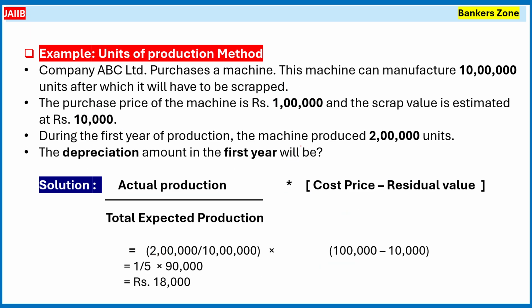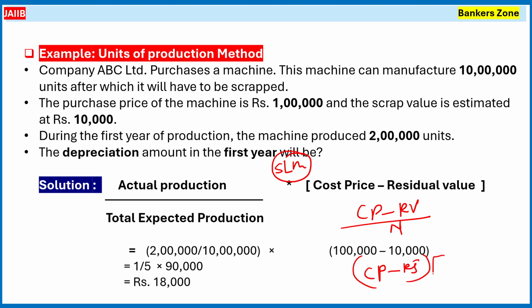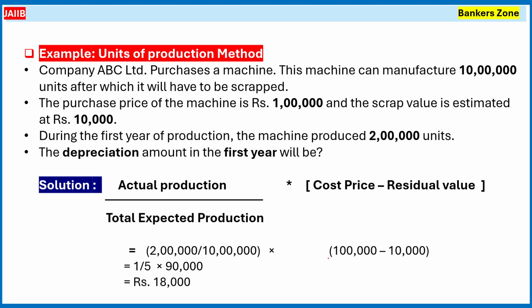Got it? So in that way you have to apply. Very simple. This is the most basic thing. In the first method, the straight line method, what are we doing? Cost price minus residual value, dividing by the number of years. So here, we take cost price minus residual value and multiply it by the actual production upon the expected production. Okay, this is the change. You compare, you can easily remember.